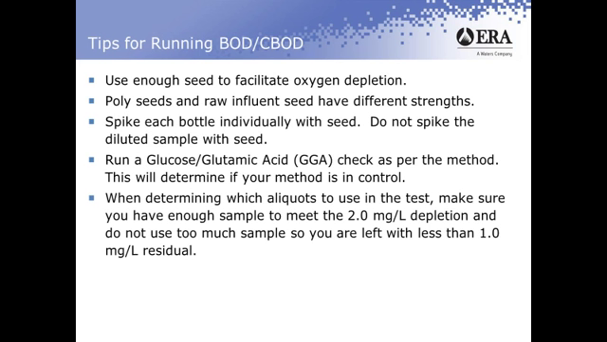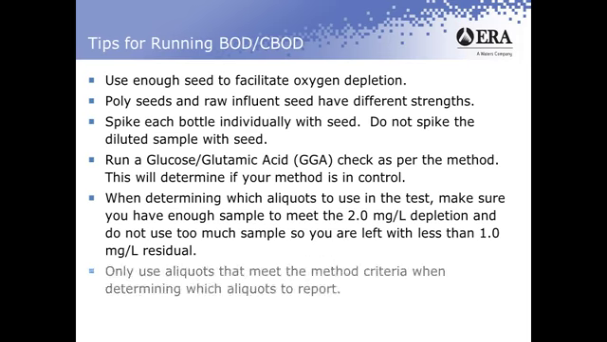So make sure you use enough dilutions so that you're meeting both those criteria, that you have one where you've got enough sample for the 2 milligram per liter depletion and that you've got enough aliquots so that you don't have all of your samples where you're leaving less than 1 milligram per liter residual. And when you're calculating out your final numbers, only use those aliquots that meet the method criteria when you finally determine which ones to report.